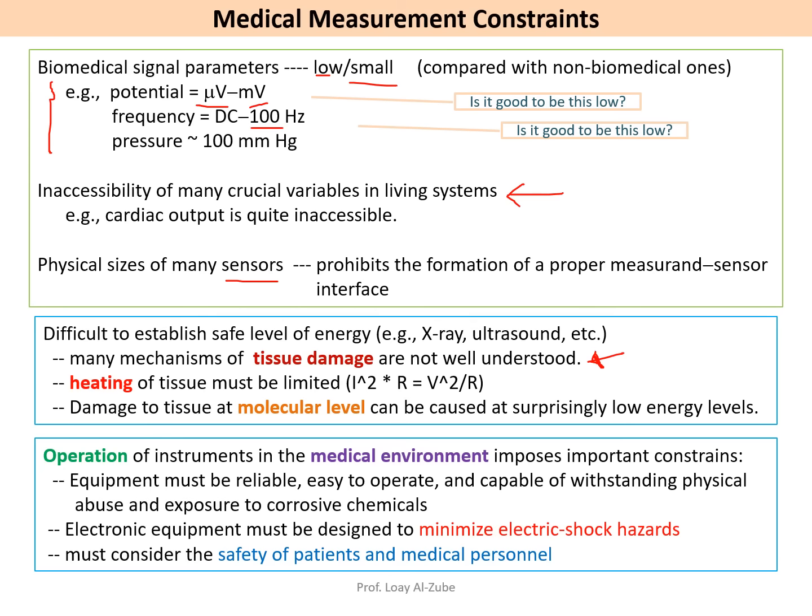And then you have exposure to corrosive chemicals and body fluids. Electronic equipment must be designed to minimize electrical shock hazards. We're going to talk about those. We have macroshocks and microshocks. And a lot of people actually die in hospitals because of microshocks, and people don't know. So someone is dead, and we're looking, and there's nothing wrong there, but a microshock took place, and they got into heart arrest because of that. Must consider the safety of patient and medical personnel.